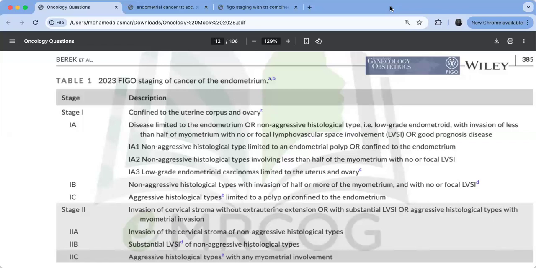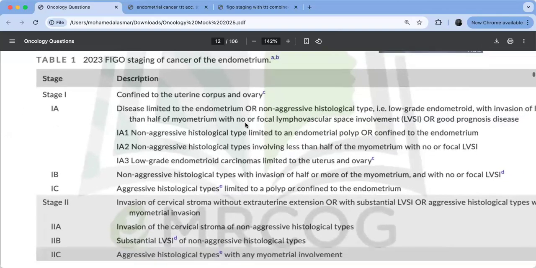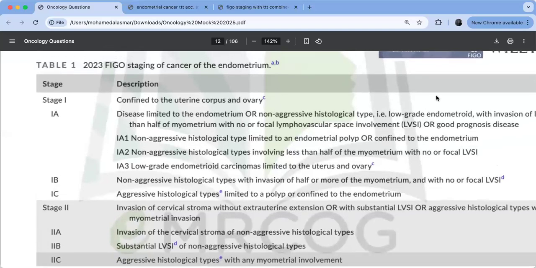We are going to revise the 3 cancers of today: endometrial cancer, cervical cancer, and ovarian cancer. For endometrial cancer, we are going to review the staging and the main line of treatment, with the staging according to the 2023 update. I would like to start by showing you the staging and to understand the principles behind the staging.